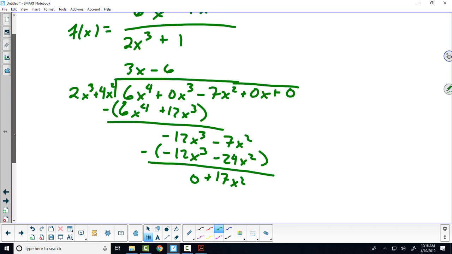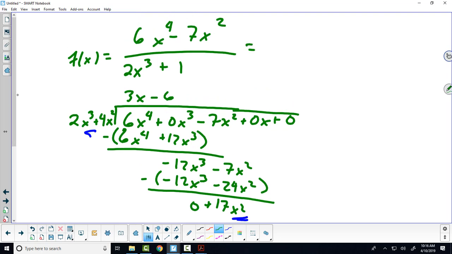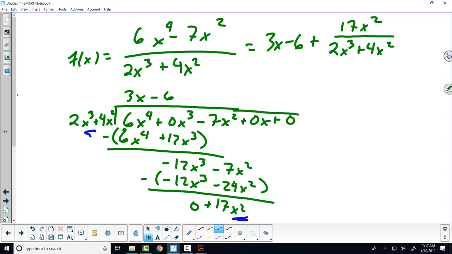Notice now, at this point, the degree of the remainder is less than my starting degree. So that means we could rewrite this function as 3x minus 6 plus the remainder, which is 17x squared, all over the divisor, which is 2x cubed plus 4x squared. And I changed that. Is that a quadratic equation? No, I don't think so. It's linear. So this still has an oblique asymptote, but now it's not the oblique line y equals x. The oblique asymptote is the line y equals 3x minus 6.